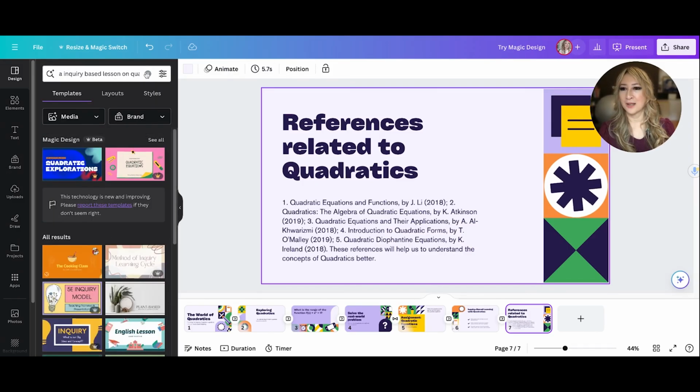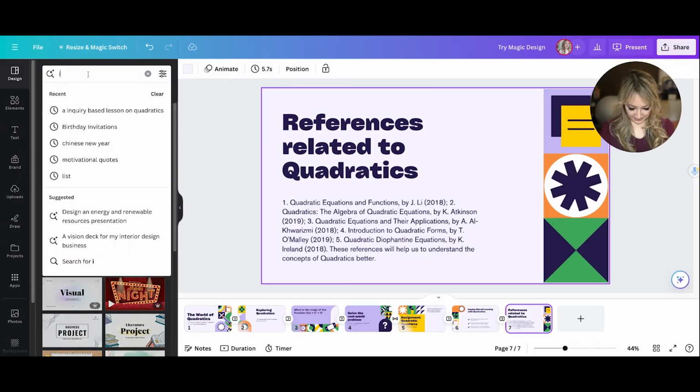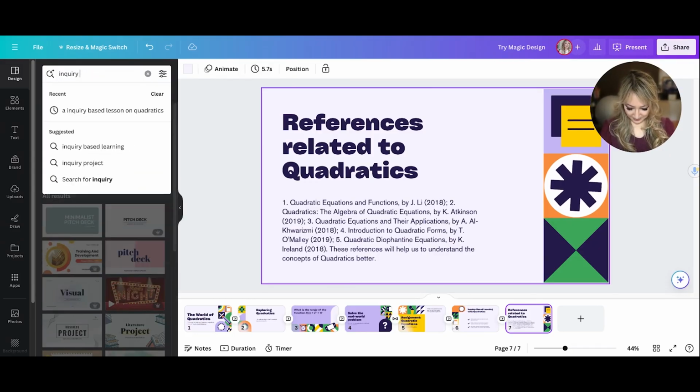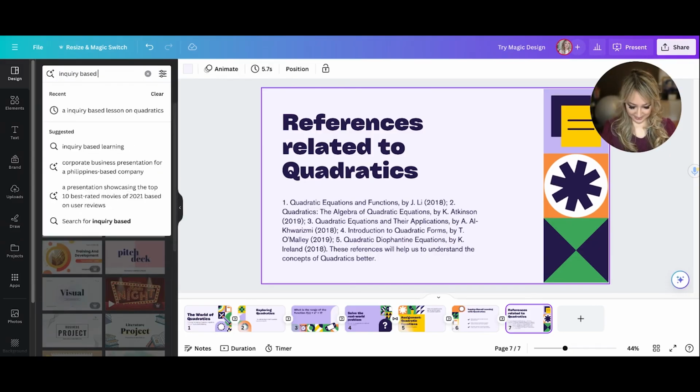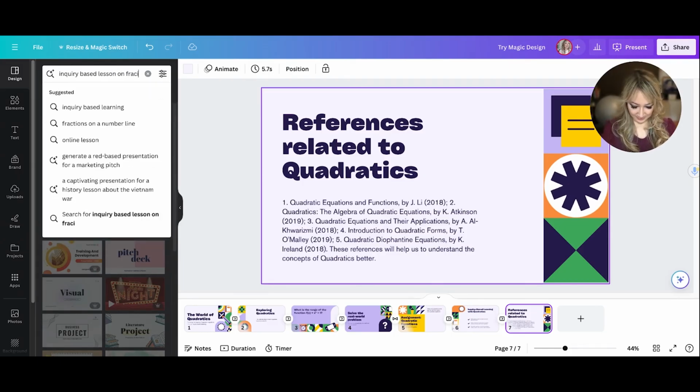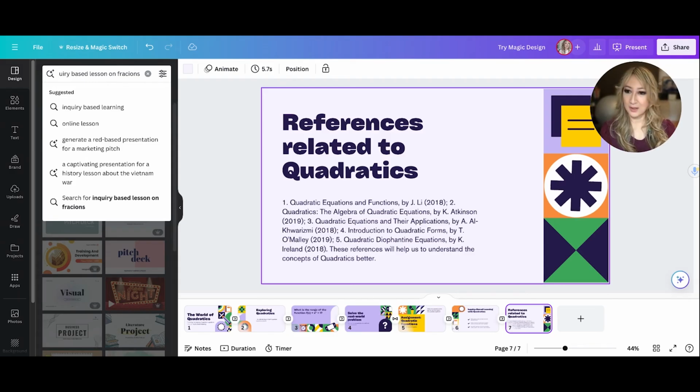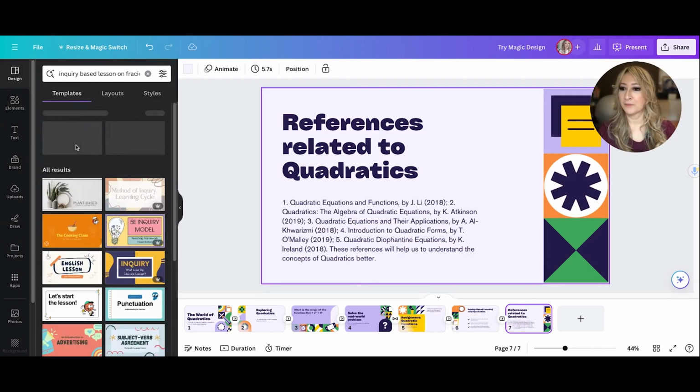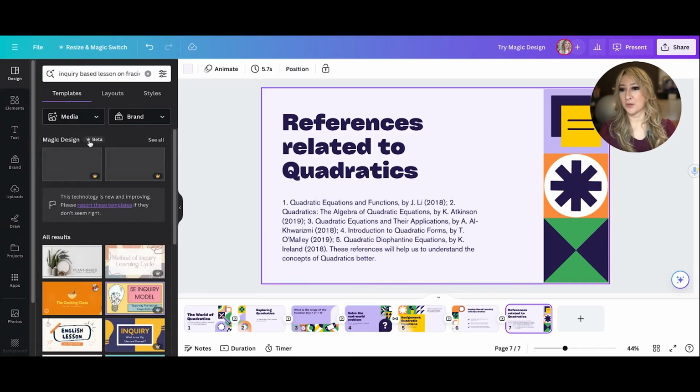Now instead of quadratics, let me say inquiry-based lesson, because that's pretty important. Inquiry-based lesson, let's say on fractions. Okay, let's see what it comes up with for fractions. And let's press enter. And then the Magic Design comes up at the top, that Magic Studio. So you can see it's beta.